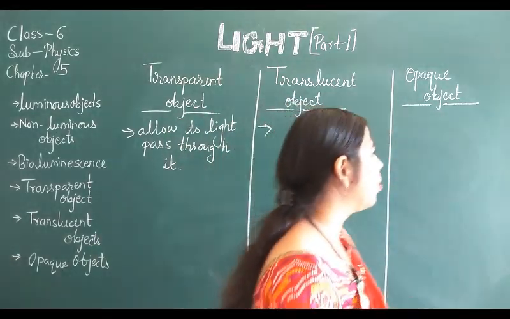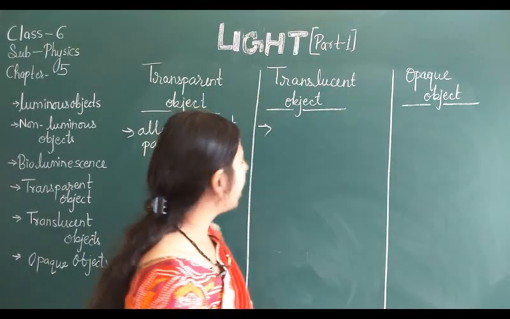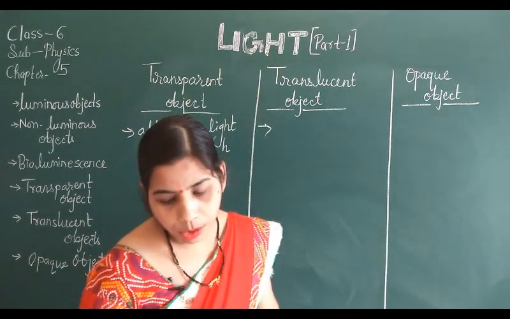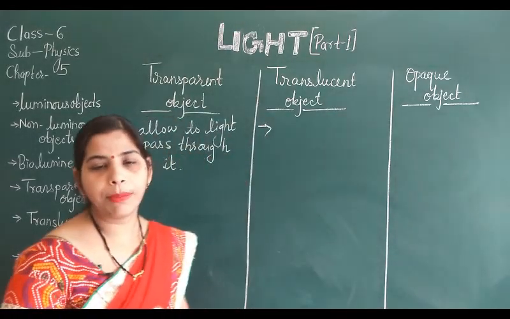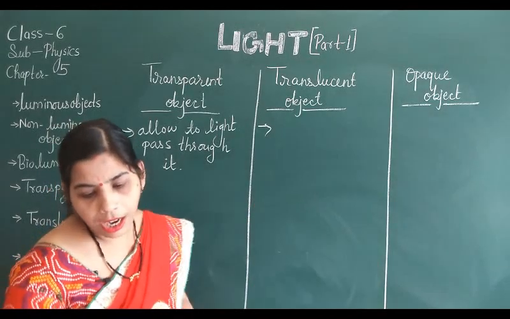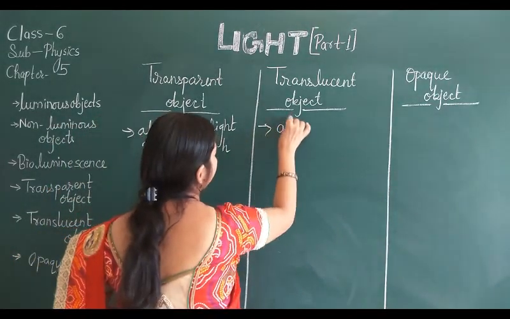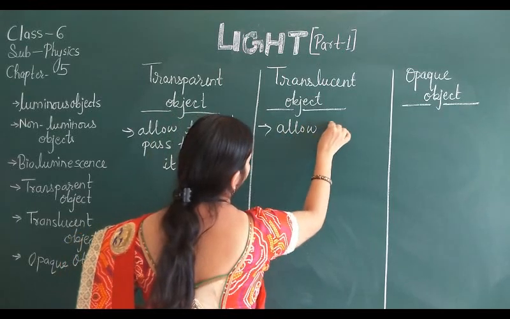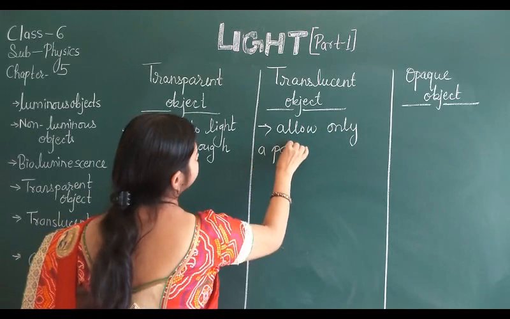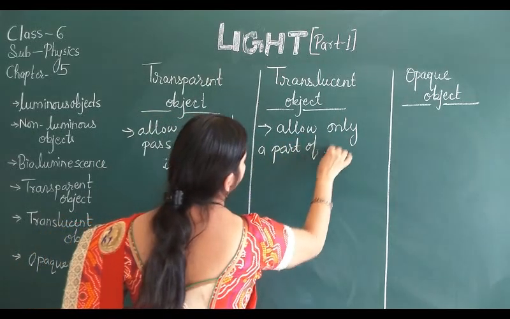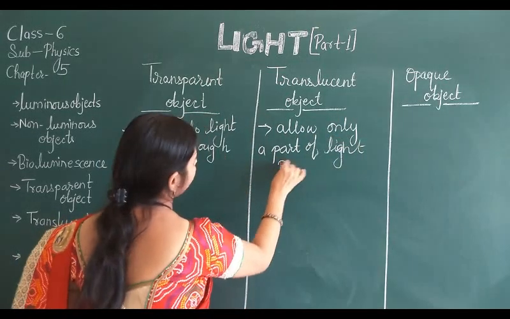Now what is a translucent object? So translucent objects are those objects that allow a part of light to pass through them. That means a medium that allows only a part of light to pass through it.